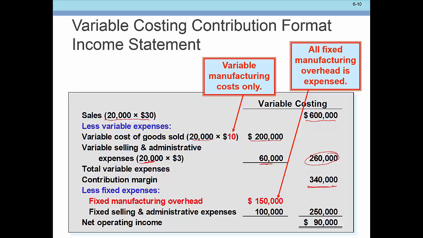Then we take out all of our fixed expenses, both the fixed manufacturing cost and the fixed selling and administrative, right? We take all of that out. That gives me $90,000 of operating income.